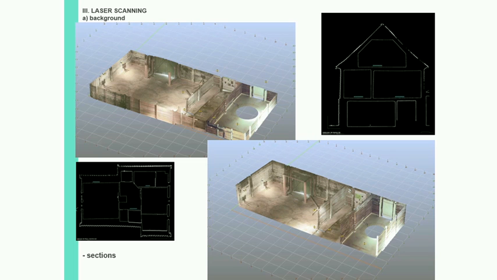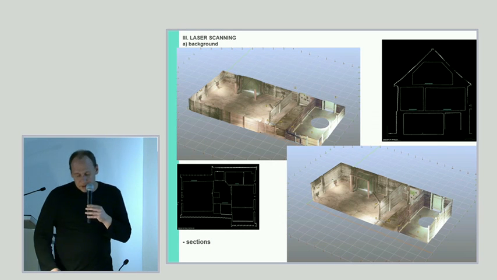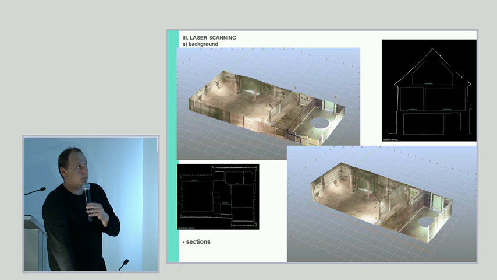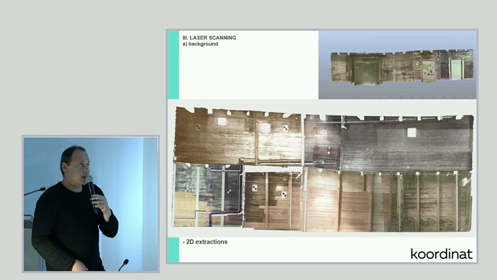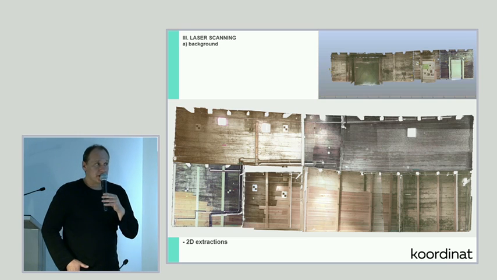As has also been shown, one of the best ways to create documentation is cutting the cloud. And this is where I use laser scanning, large scale laser scanning mostly, because it allows me to create very quick sections compared to photogrammetry. It's much easier than with photogrammetric surfaces. And as with photogrammetry, laser scanning also gives you the possibility to create ortho images.